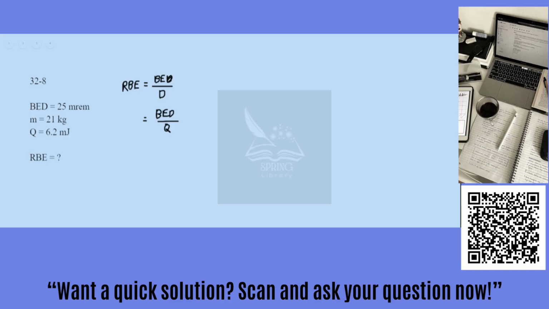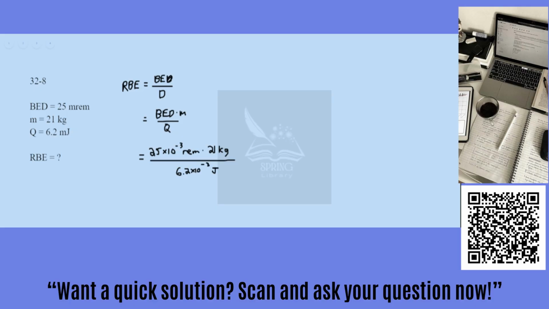So we have Q, our energy, in our denominator, and mass in our numerator. We have all the values that we know. We may need to convert units, but we'll check that once we put our units in our equation. So we have here BED of 25 times 10 to the negative 3 rem, multiplied by mass of 21 kilograms, and this is all over the energy of 6.2 times 10 to the negative 3 joules.